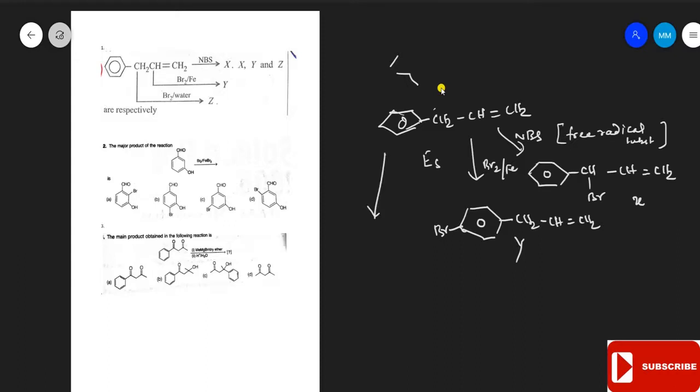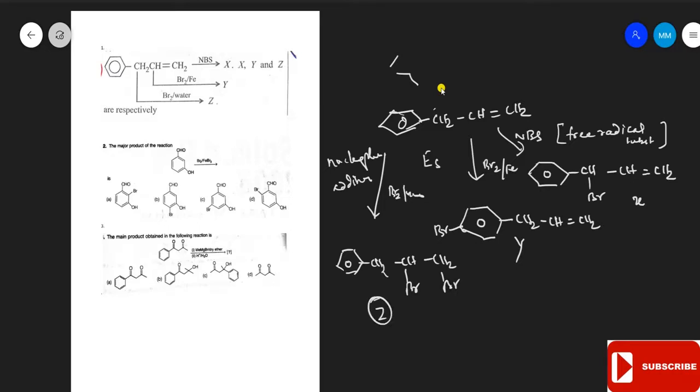See the next one, bromine and water. This involves a nucleophilic addition reaction. Addition reaction takes place at the unsaturation. So you get the product CH2Br, CHBr, CH2Br. So this is the result.